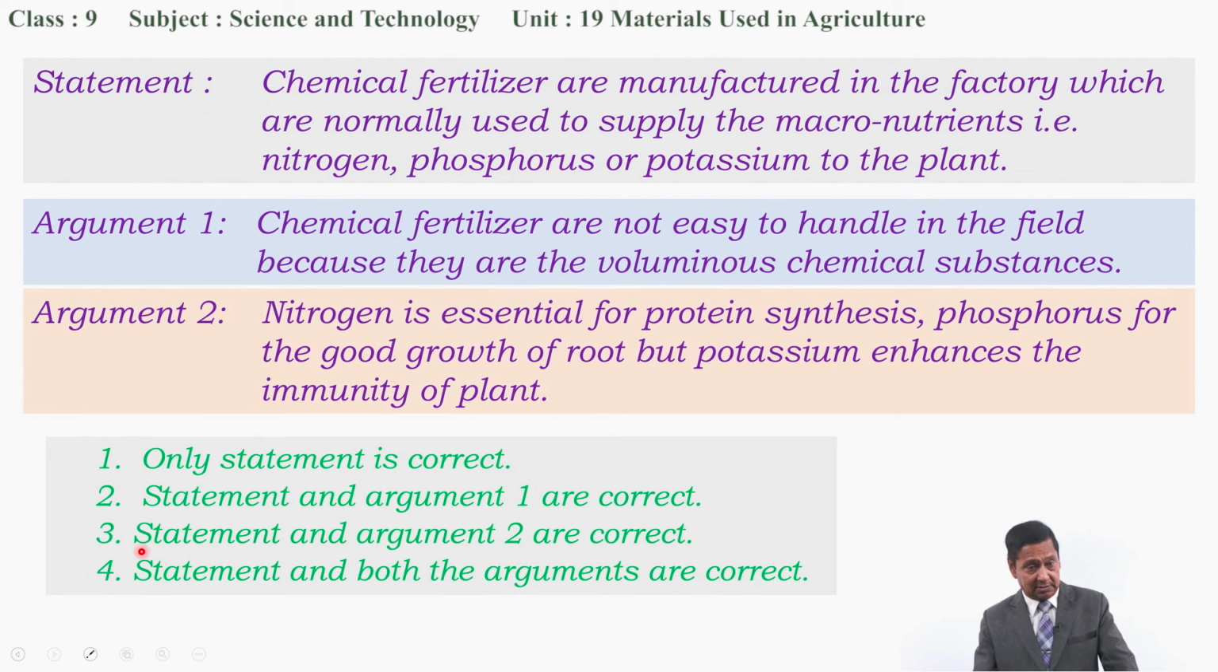That's why look at this. Statement and argument 2 are correct in third option. This is the correct option. But number 4, statement and both the arguments are correct. This is not the correct option. That's why we have to tick number 3. This is the correct option.